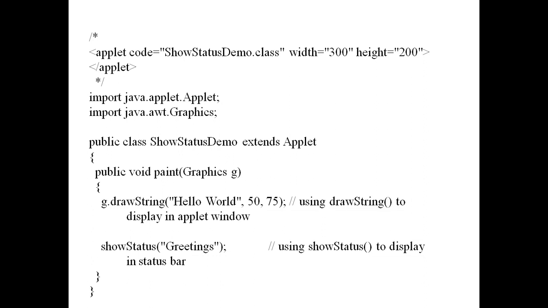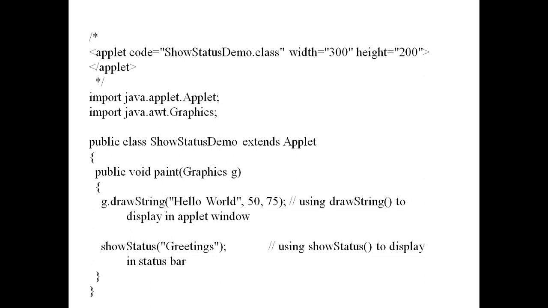So, applet code is equal to ShowStatusDemo.class. That is the name of my class. I've given the width as 300 and height as 200. Close the applet tag, and I have commented the entire block of HTML code. I've imported both the packages. You can either mention it as import java.applet.*, or you can give it as import java.applet.Applet.